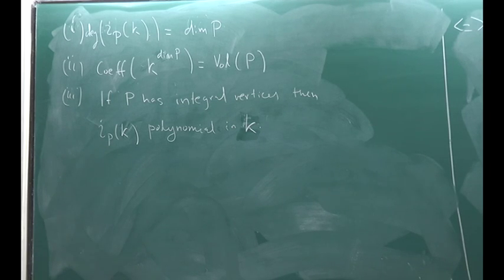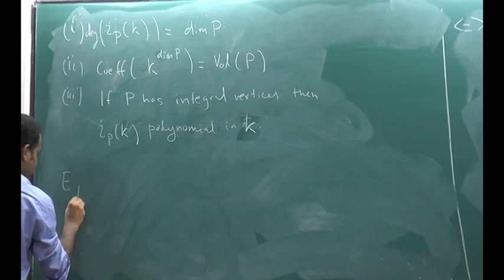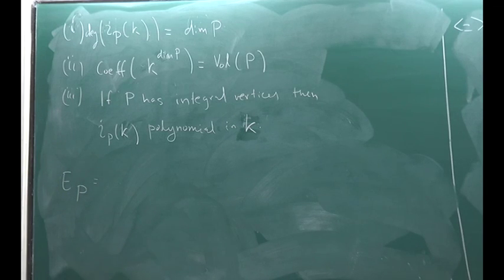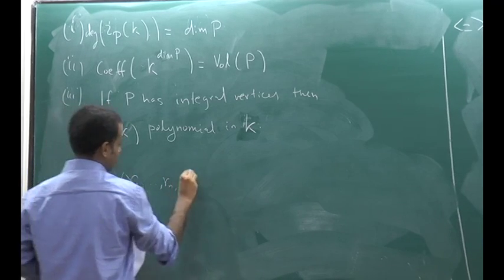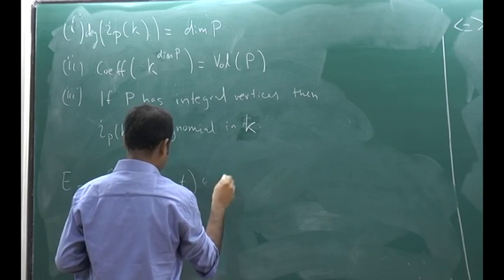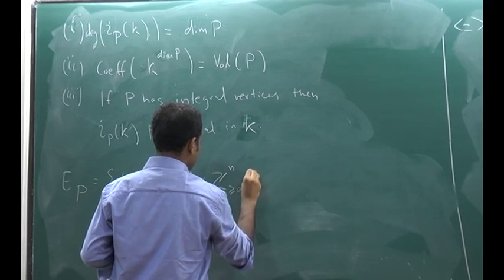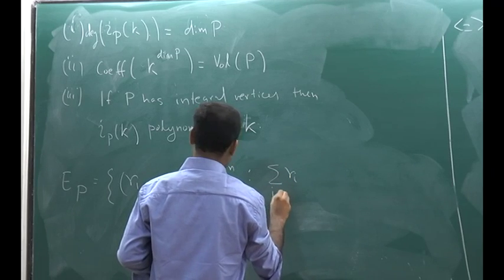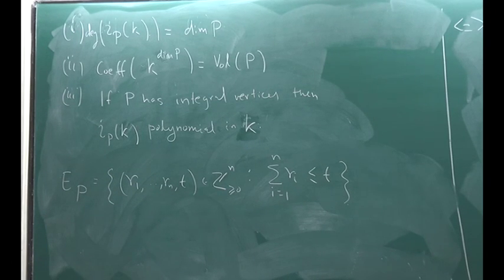With all these observations, we can now state what Ehrhart's theorem says. What does the notation say in this case? E p is equal to all the gamma 1, ..., gamma n of T inside the positive integer lattice, such that the summation of gamma i, i equal to 1 to n, is less or equal to T. Right? So here the monoid attached to it is this one.